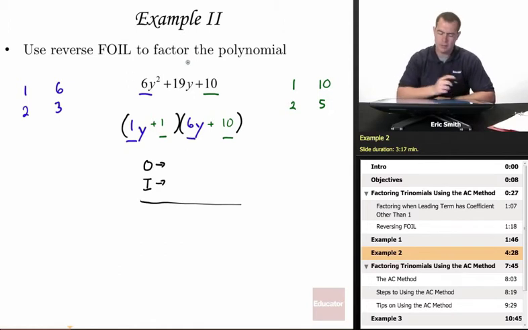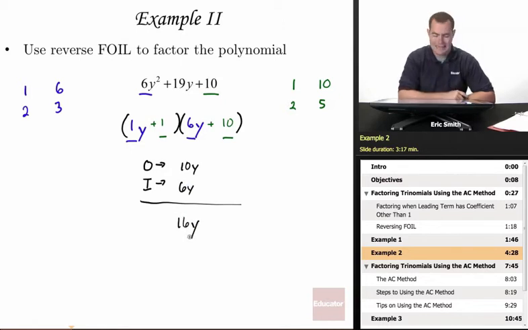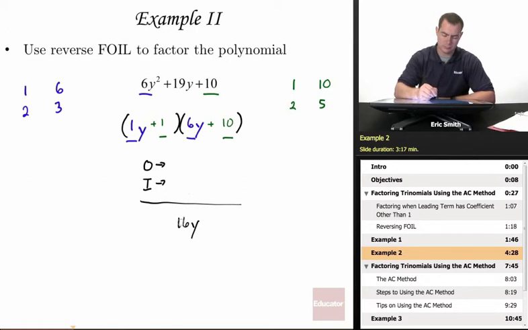Let's see, for the current setup, my outside would be 10y and my inside would be 6y, which unfortunately does not combine enough to give us that 19y in the middle. So I know that with my 1 and 6 and my 1 and 10, I need to change something around. This one's just not going to work that way.